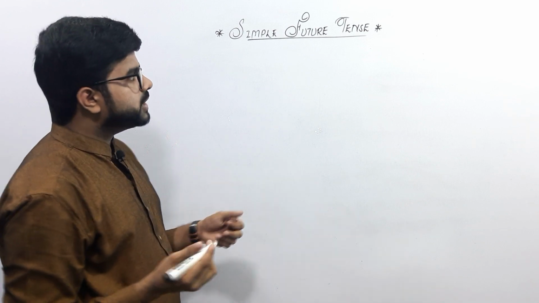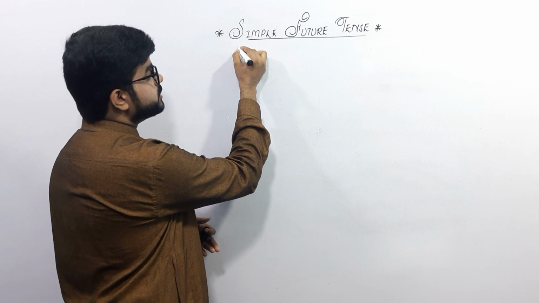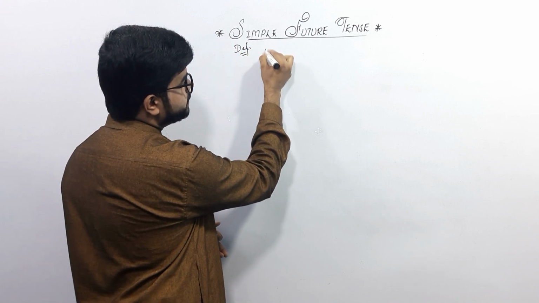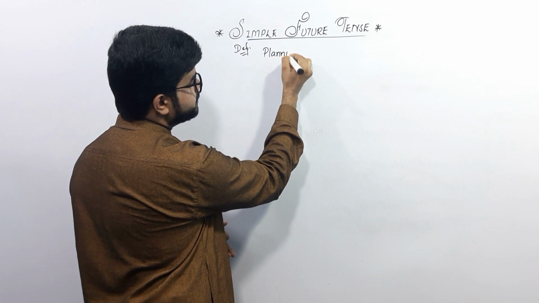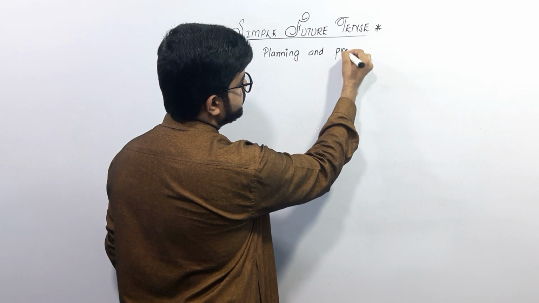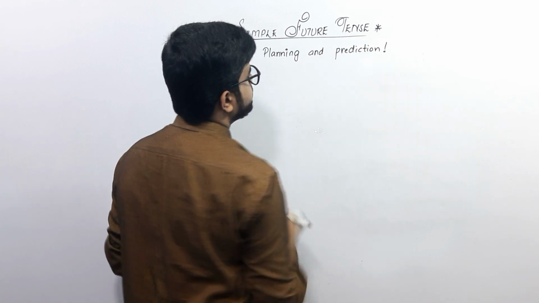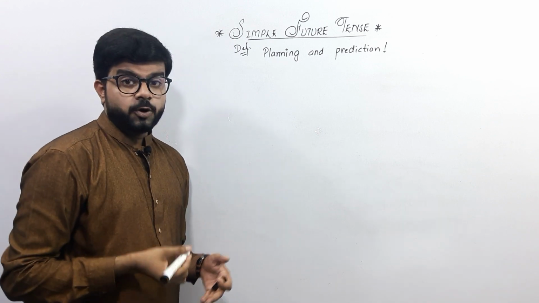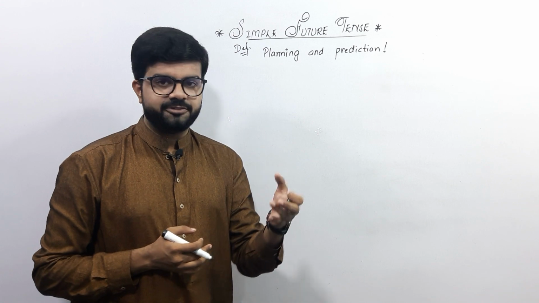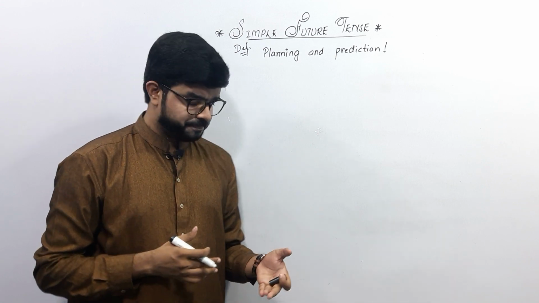All right, so you know the uses of simple future tense. Actually, the definition is, it is used for planning and predictions. All right, the planning, all the things you have already planned for this weekend, for your life. It can talk about short term and long term as well, right?